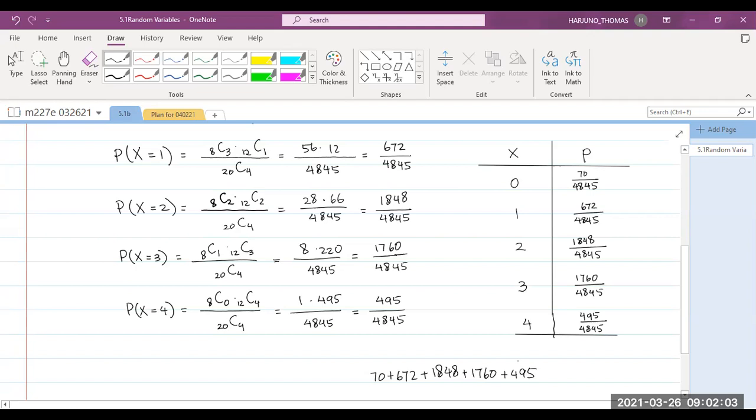That's correct. One way to check if we don't miss or miscompute anything is to check that the sum of these probabilities is supposed to be exactly 1. I compute this and, yes, that's right. Let me make sure. Yes, I get 4845. So when I add them, I get 4845 over 4845, which is equal to 1. That confirms that I have a probability distribution.